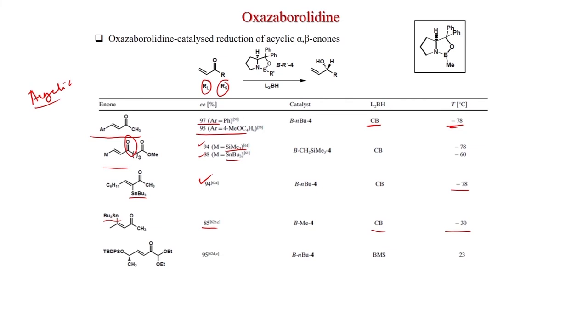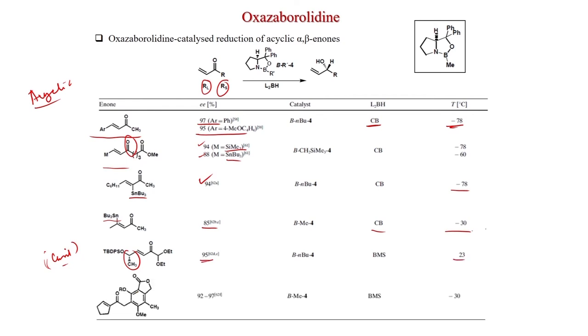And if you have a chiral enone, here is the chiral center, then you get a diastereoselective reduction, and you get the product in 95% ee at 23 degrees. And here you can see there is a lactone motif, and this is the alpha beta unsaturated enone, and only the carbonyl group will be reduced with the oxazaborolidine catalyst, and depending on the R you get 92 to 97% ee at minus 30 degrees centigrade.